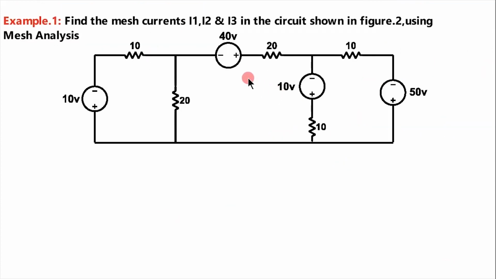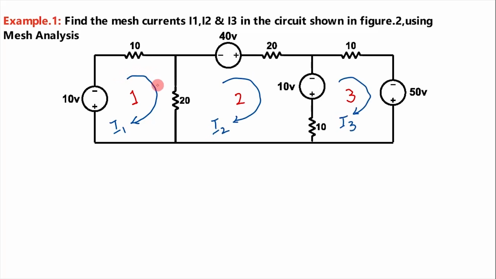In this example, we are asked to find the mesh currents I1, I2 and I3 in the circuit shown in the figure using mesh analysis. First of all, we have to make sure that the given network is planar. Here no crossings are there, so this is a planar network. So we can apply mesh analysis. Now we will mark the three meshes. This is mesh 1, mesh 2 and this is mesh 3. Then we will draw the mesh currents. Here it is I1, I2, I3.